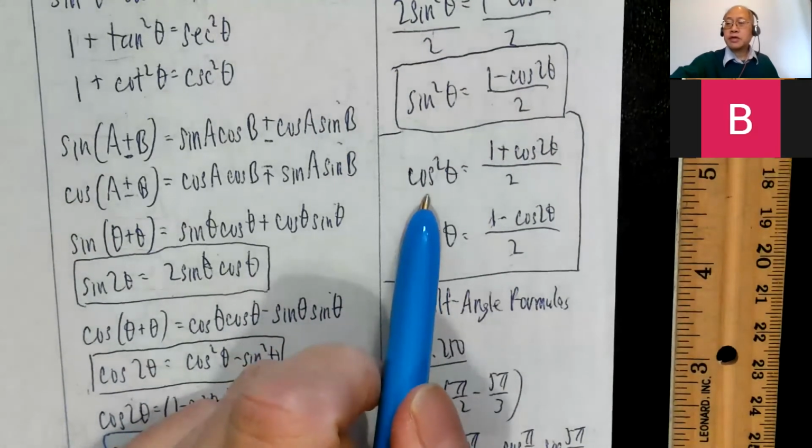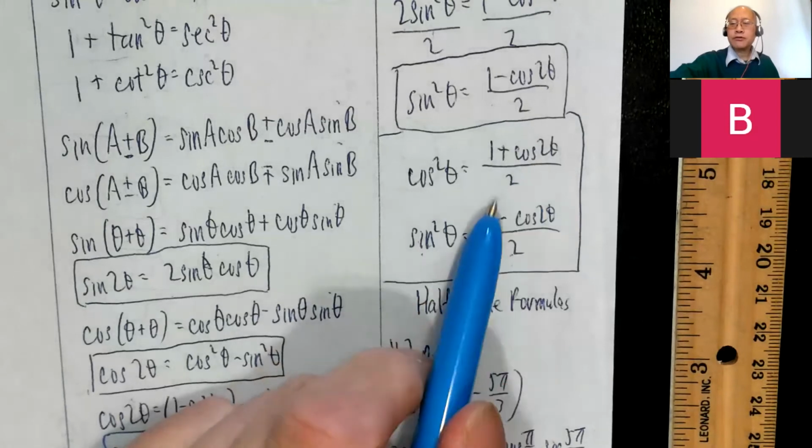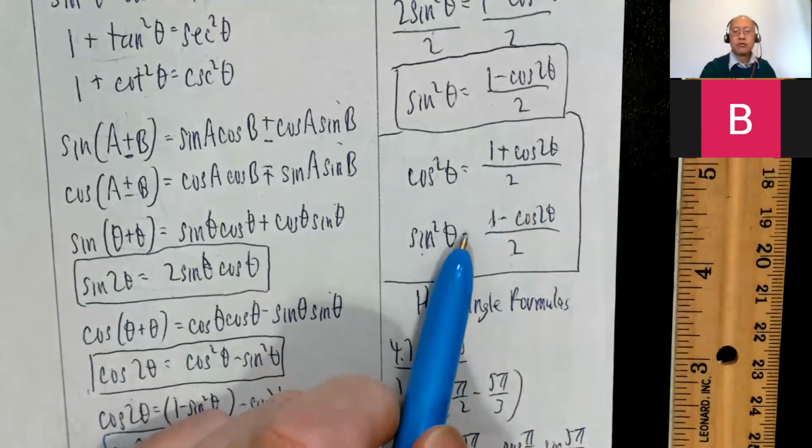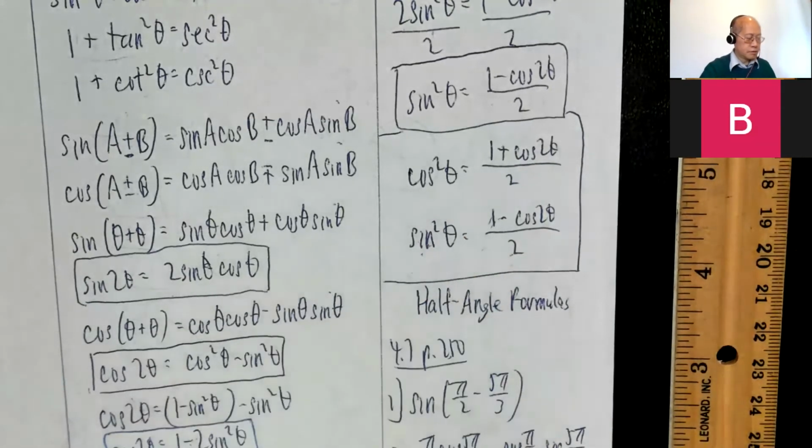Okay, so cosine squared theta equals 1 plus cosine 2 theta over 2. Sine squared theta equals 1 minus cosine 2 theta over 2. Okay.